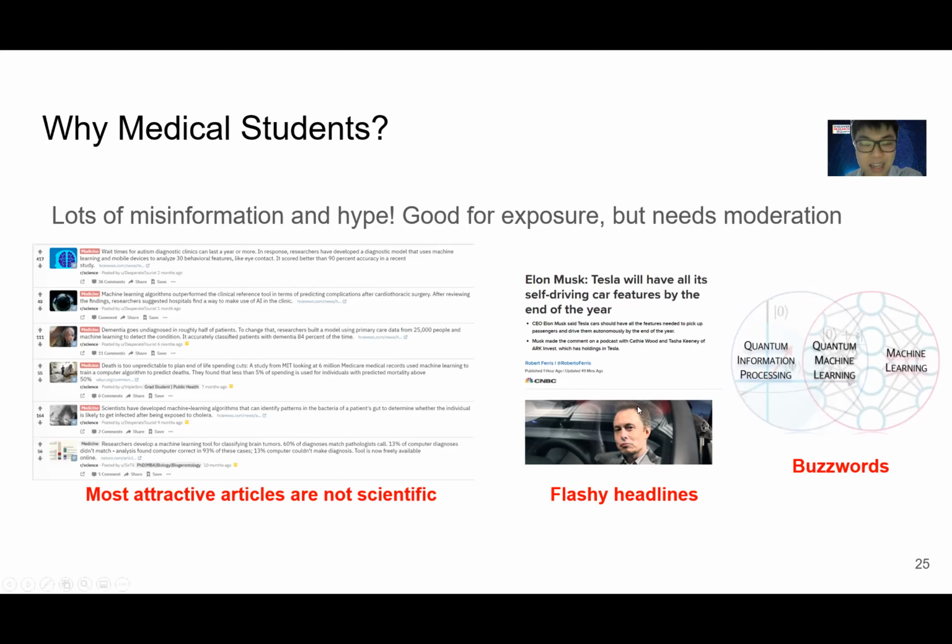So there are flashy headlines that always appear everywhere. And of course, there are always buzzwords. This was one I found online that really irked me. There's quantum information processing, machine learning, and quantum machine learning. Anyone that knows quantum mechanics knows that we don't know much about quantum mechanics, so using this as a buzzword to promote some sort of technology is not very valid.